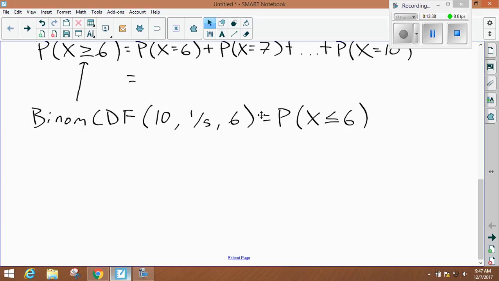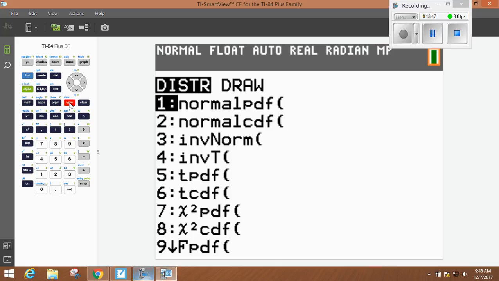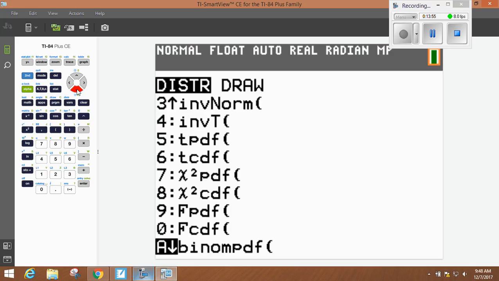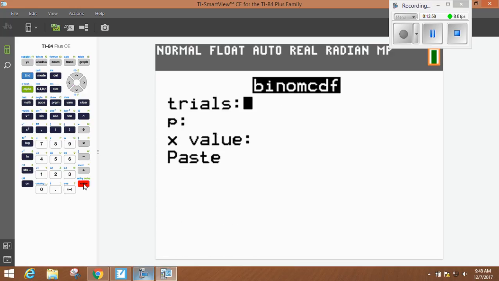Okay, so let's get out our handy dandy calculator. In order to get to that, we're going to go second bars to get to distribution, and we've got to go all the way down to binomCDF. Boom.